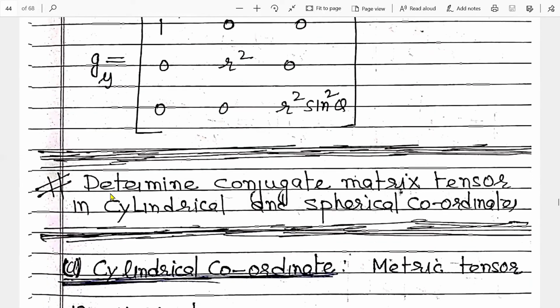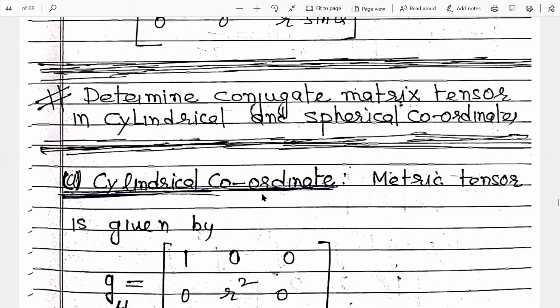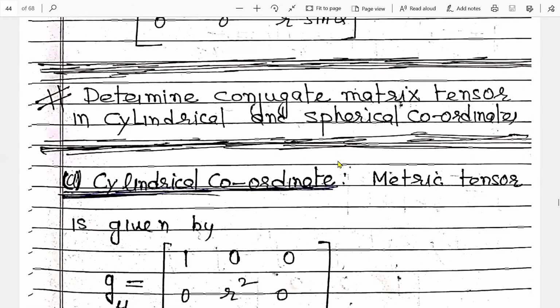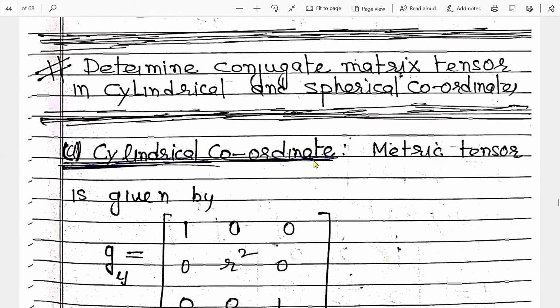Now again, we find the Gij in case of spherical as well as in case of cylindrical. Now our purpose is to find the conjugate metric tensor. What is the conjugate metric tensor? So that is in Gij, that is in cylindrical coordinate.